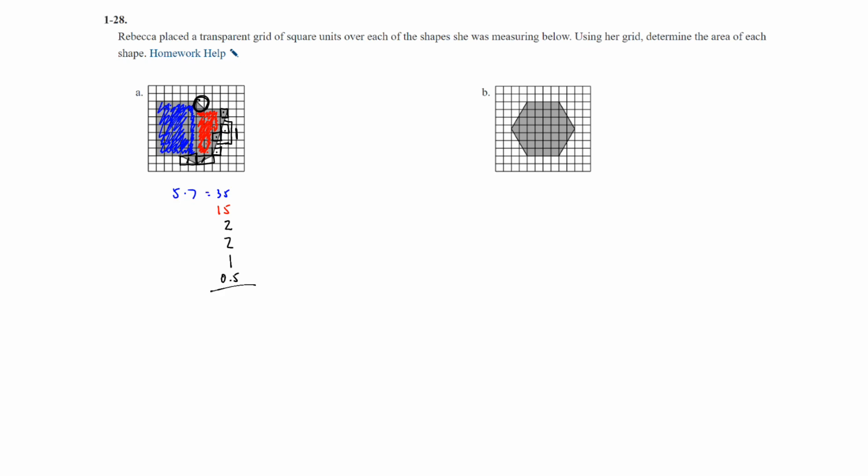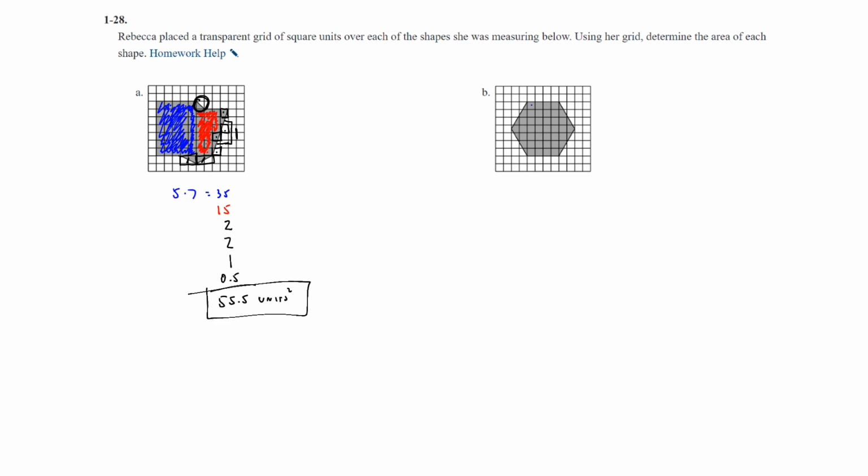If I add all those up, 35 and 15 would be 50, plus 2 plus 2 plus 1 would be 55, and then 0.5. So 55.5, and this is just going to be square units, or units squared, because we're doing area. That's just one way to look at it, but in the end, no matter what way you're looking at it, it appears to get up to 55.5 units squared.